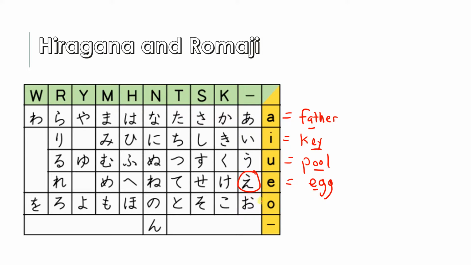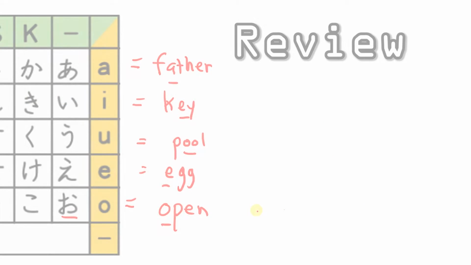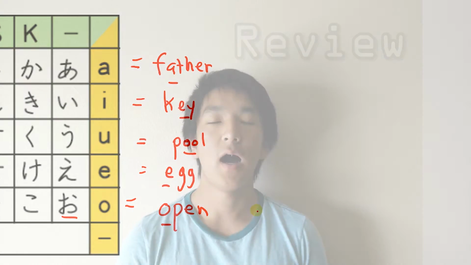Now last one we have o. Now when you say o in Japanese, it's short, not quite as long as the English O. Instead of saying O, Japanese people say o, like in the word open. Open. Now we're going to review the vowels with my friend Yoshiyuki.